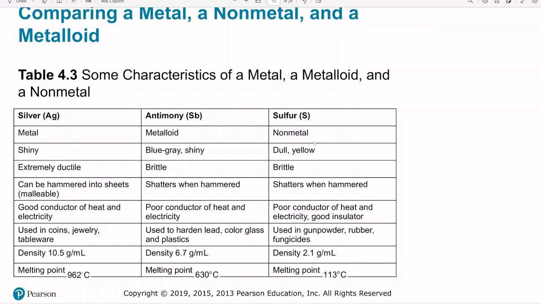Sulfur is a nonmetal. It's dull and yellow and brittle. It shatters when hammered. It's a poor conductor of heat and electricity, but a good insulator. It's used in gunpowder, rubber, and fungicides. It has a density of 2.1 grams per milliliter, so much lower than a metal in general, and it has a melting point of 113 degrees C, which is much lower than a metal, for example.